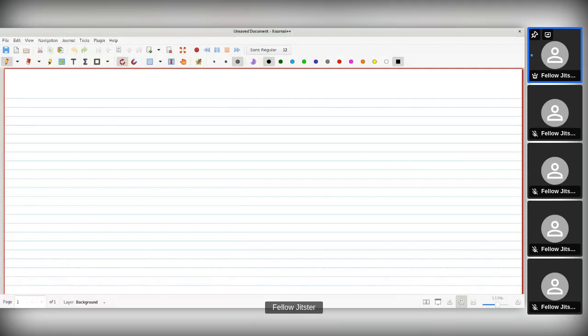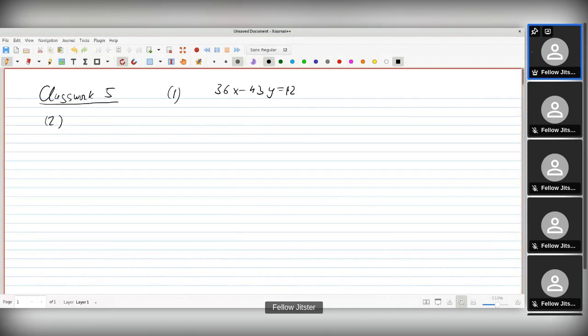Next task is to finish classwork 5. You may find the problem set in my course materials. So far, we had solved the following equation: 36x minus 43y equals 12. Do you remember it? Do you remember our attempts to solve it?